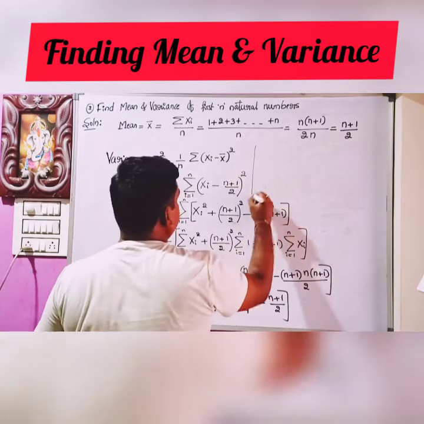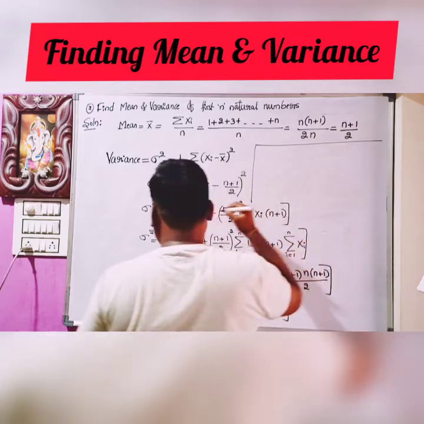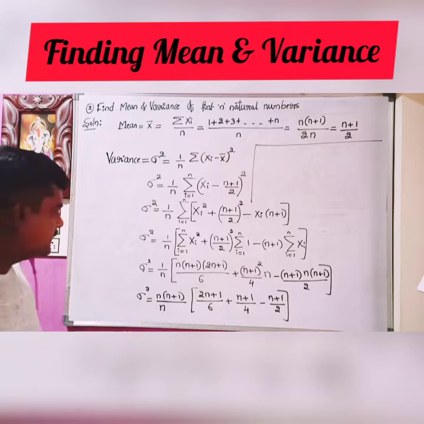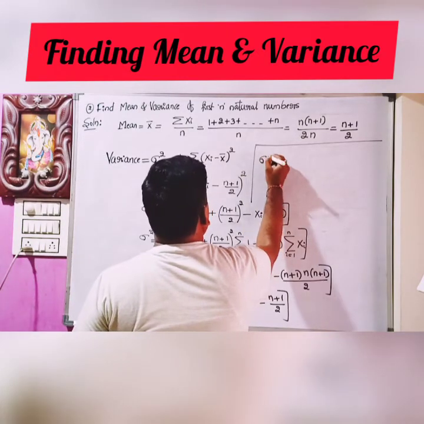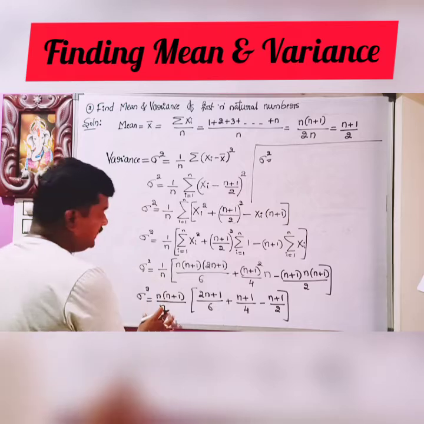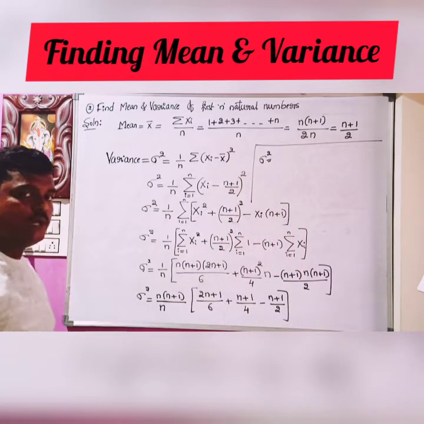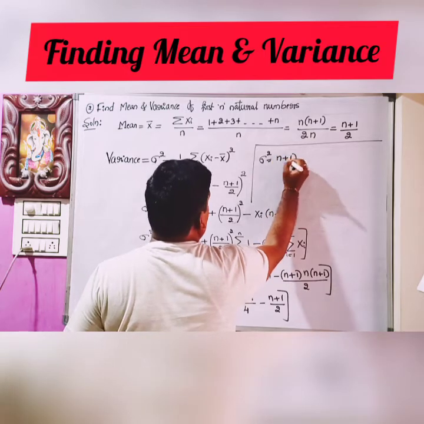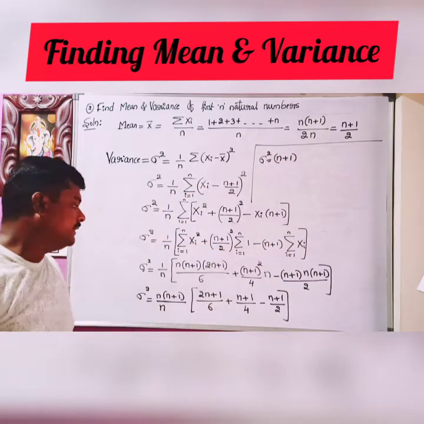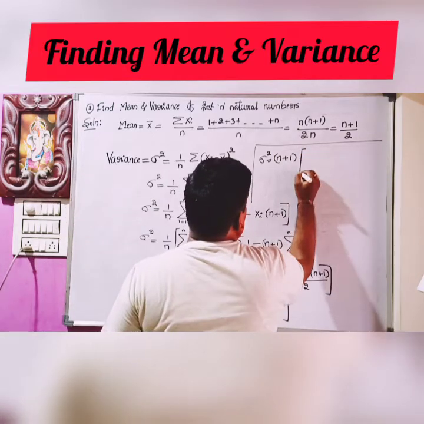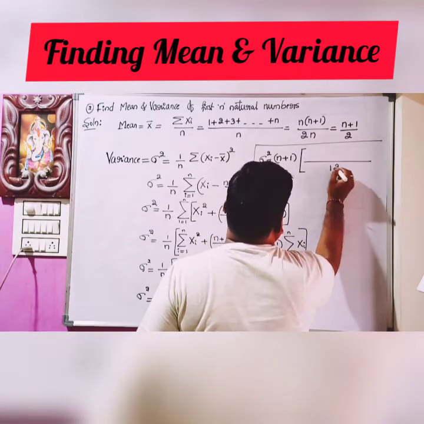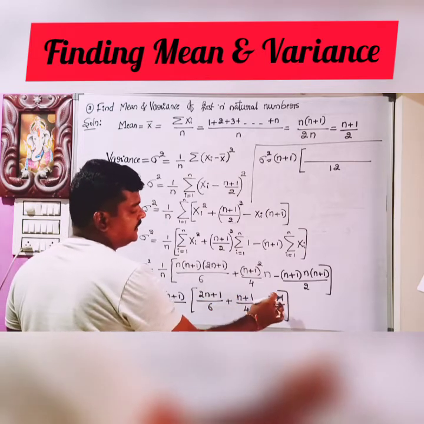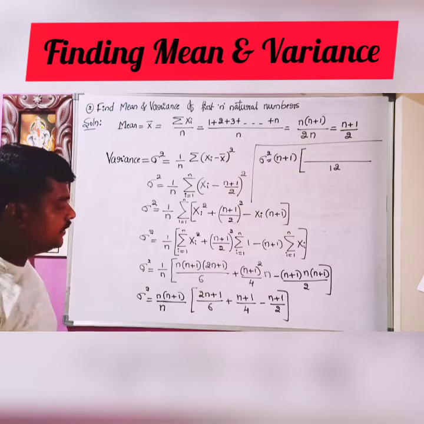Yes, taking LCM and simplifying, here n gets cancelled, and n plus 1 is there. In the bracket, if you take an LCM as 12, this is multiplied by 2, this is multiplied by 3, this is multiplied by 6. Yes, 12 is the LCM.